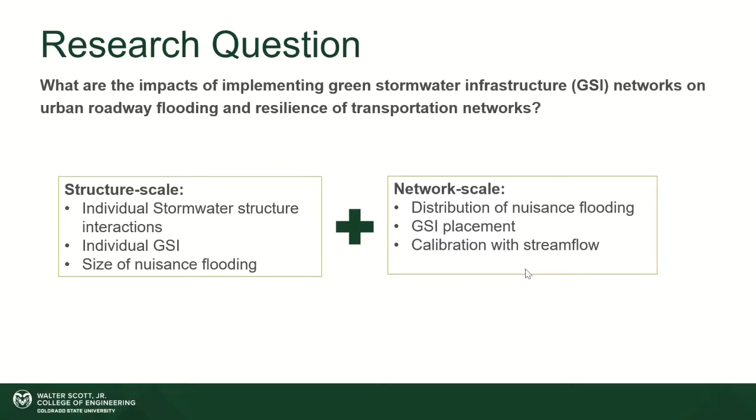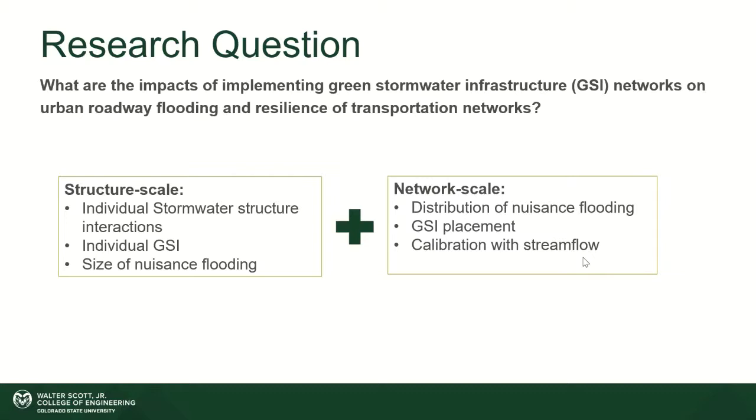And then there's also the network scale. So the distribution of flooding occurs across the entire watershed. It isn't typically isolated to one area, though there may be some very specific problem areas that can be addressed, but usually this happens in locations throughout a watershed. And then GSI placement also has to be thought of at a network scale. And then there's also calibration with stream flow. In order to calibrate these stormwater models, we have to look at all of the water that may be flowing into a stream and then calibrate that with data from a USGS or similar stream flow gauge.